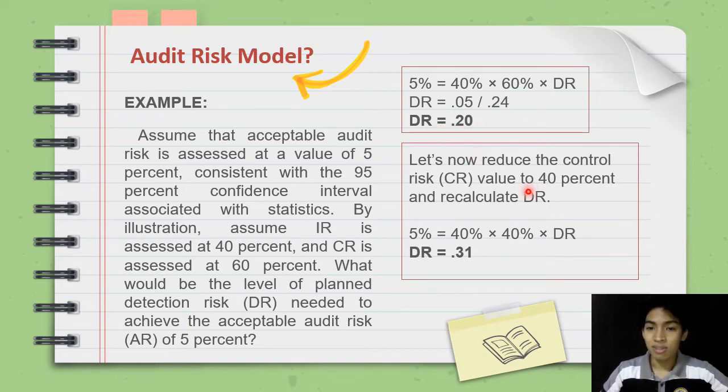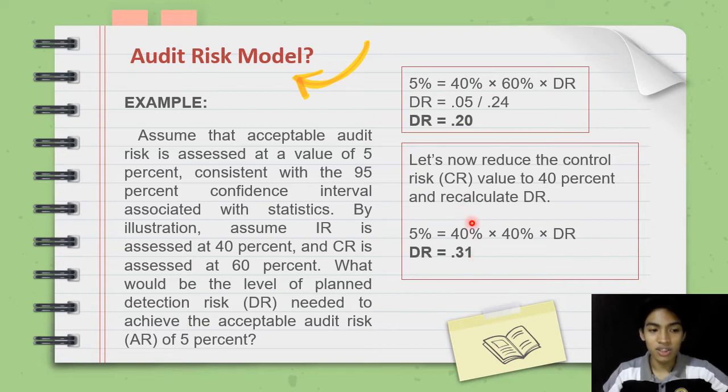Now, let's reduce the control risk, or our CR value, to 40% and recalculate DR, meaning from 60%, we would make it, on the second example, 40%. Now again, let's do the substitution. 5% = 40% × 40% × DR, and then transposition, and we will get the final amount of DR, or detection risk, equal to 0.31 or 31%.